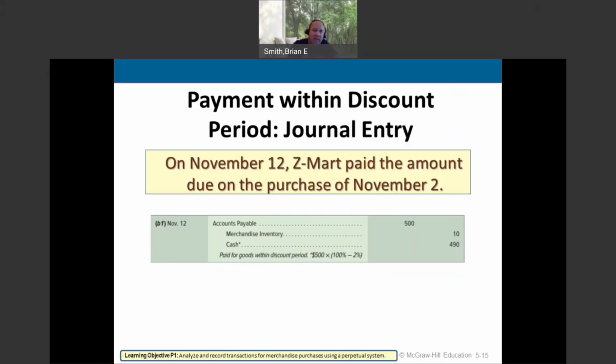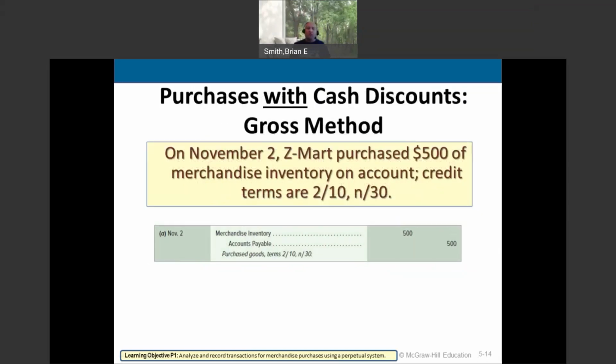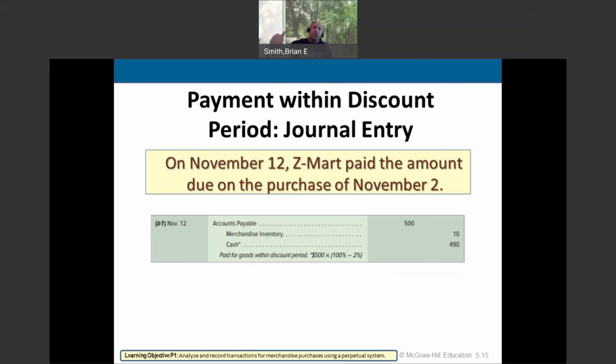But when we take that discount and we pay within that 10 days, that means we paid a total of $490 cash for this inventory. Because of our prior journal entry, our inventory was valued at $500, but we didn't even pay $500. We paid $490 because we took the discount. So we've got to reduce our inventory now to get it to the lower of cost or market. In this case, the lower is cost. Sorry, switch those around.